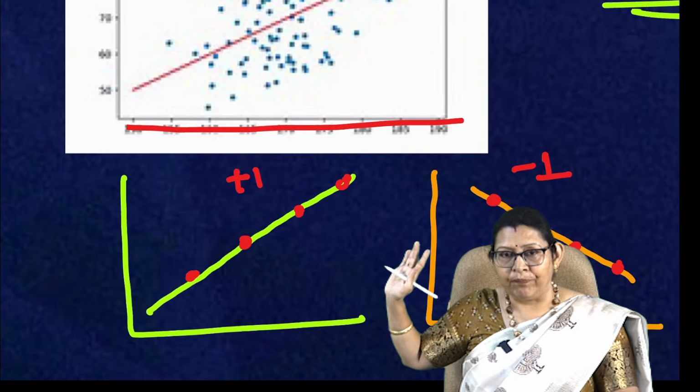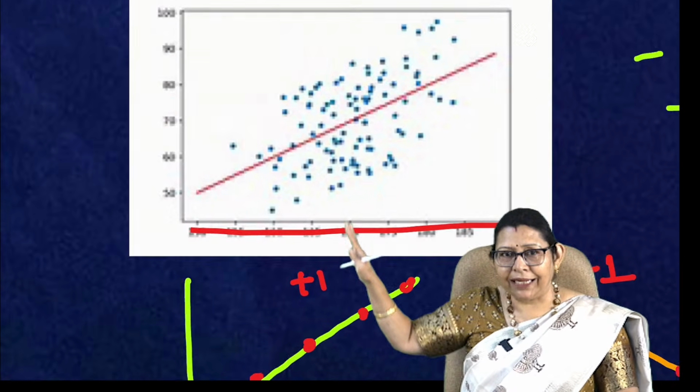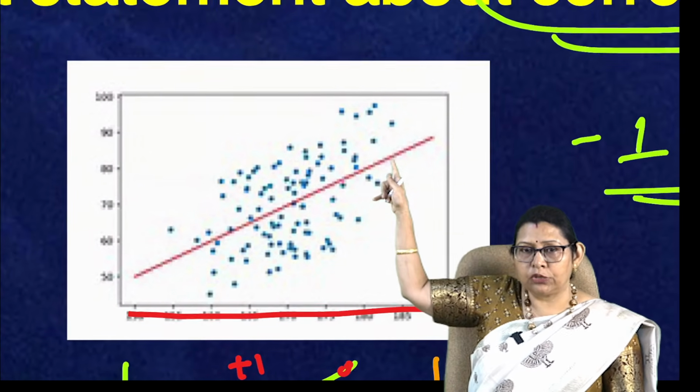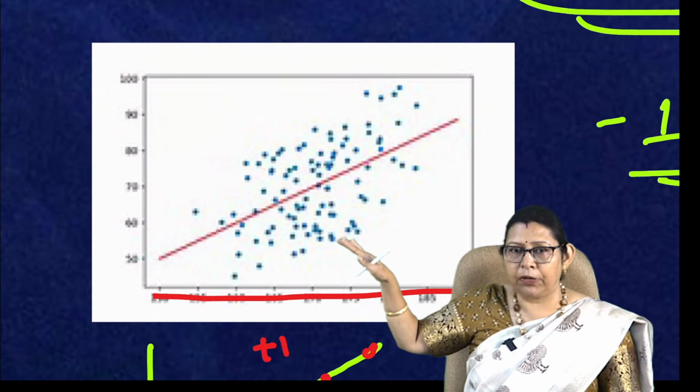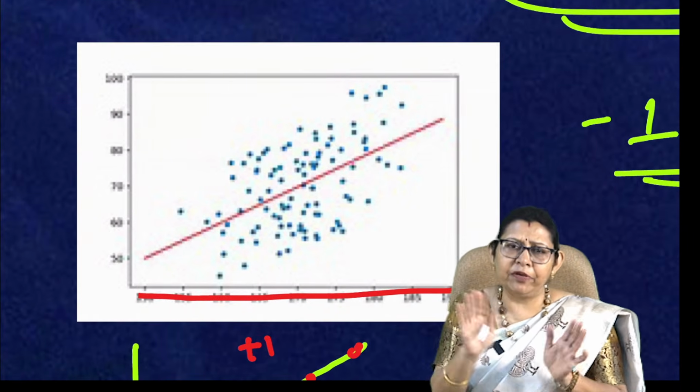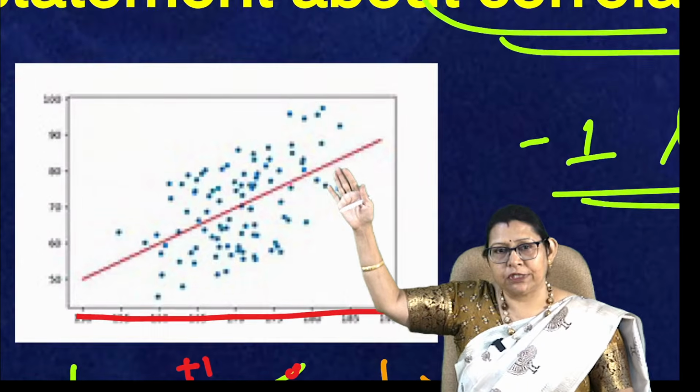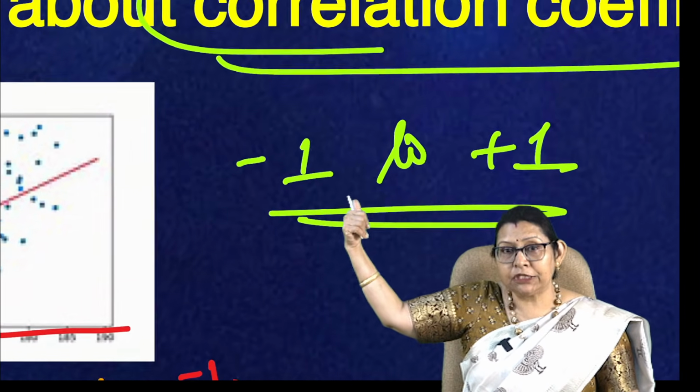maybe +1. But if it is scattered like in this, the dots are not on an imaginary line, it is scattered on the upper and the lower side, so it is somewhere between 0 to +1 because it is towards a positive side. Range क्या है, -1 to +1.